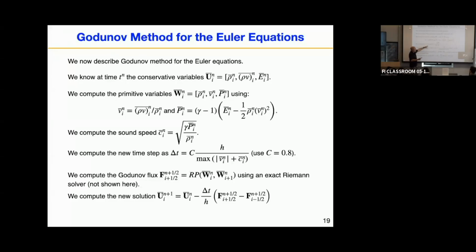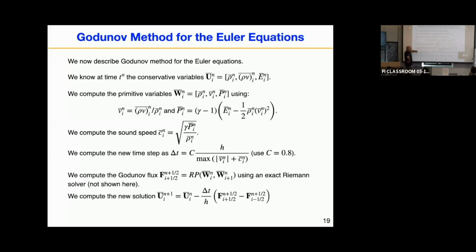For example, the sound speed, which is the speed that goes into this eigenvalue decomposition, is gamma p over rho. Right? So you can compute the sound speed using the conservative variable, of course, but it's more ugly. Right? So this is much simpler.